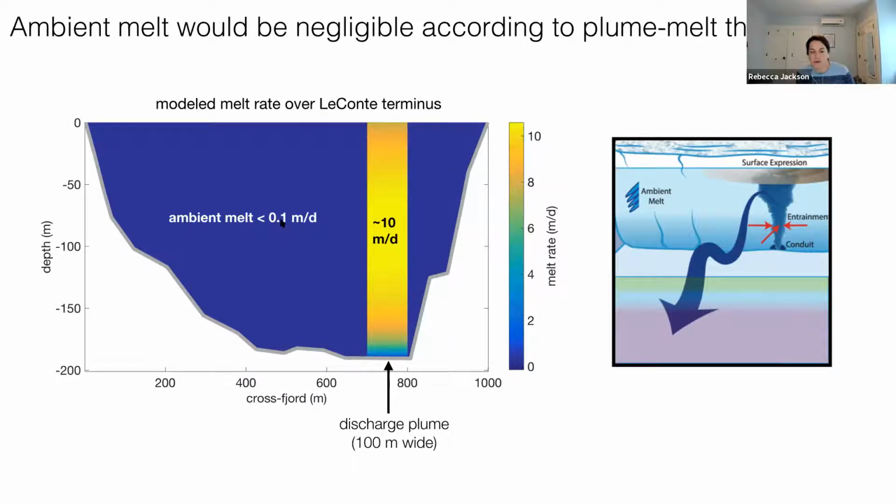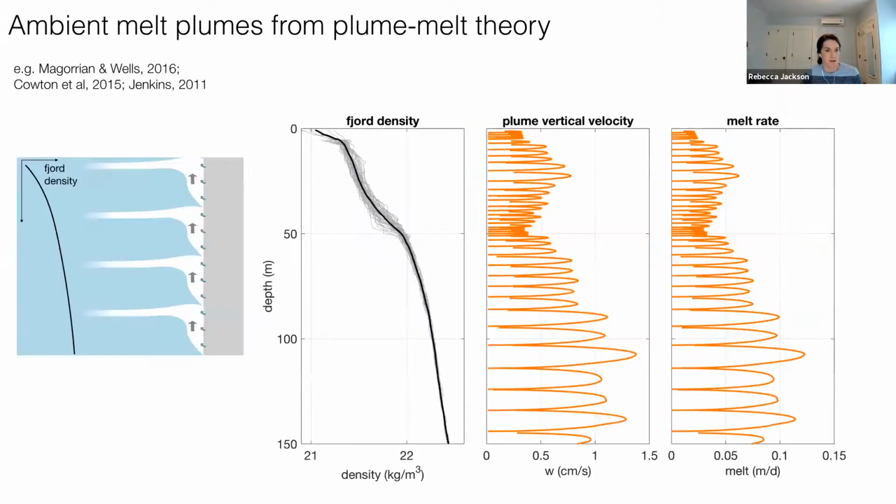And if we look a little more into what's behind this expectation, if you apply this plume melt theory to the ambient melt regime for LeConte, this is depth versus density. So this is the ambient fjord stratification. And what you expect from theory are really low upwelling velocities here and really low associated melt rates. And each of these little cells is an ambient melt plume that upwells weakly and then intrudes when it reaches its neutral buoyancy. So these are predictions for what you expect in the upwelling plumes, these stacked plumes.